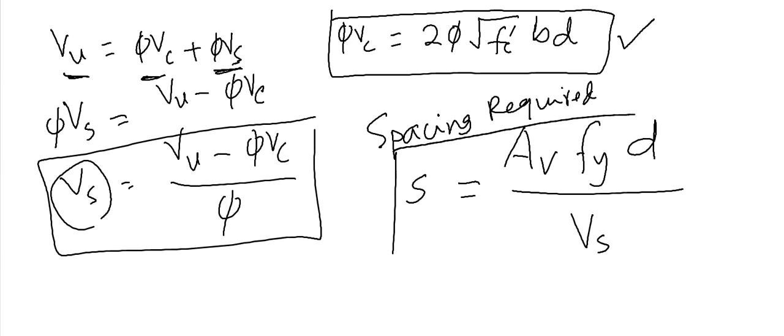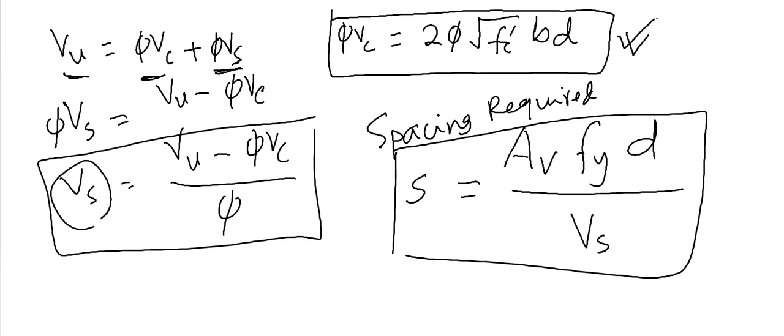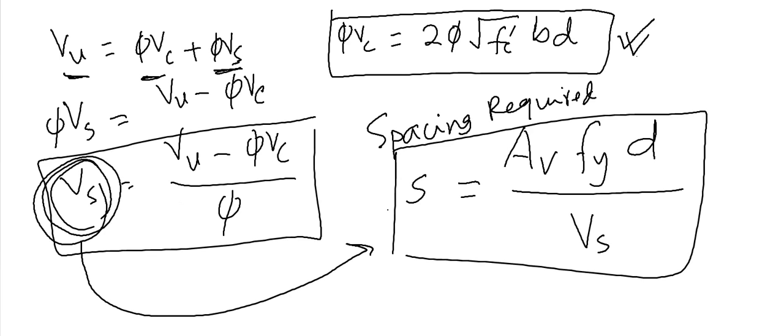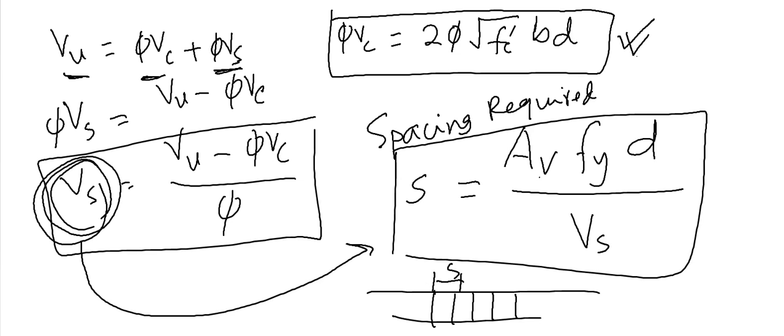So these three equations are very important. This is the capacity of concrete. From this you can calculate the shear force required by steel. Then from the required steel you can calculate the spacing required. Spacing means, in this beam, whatever the spacing of the shear reinforcement, this is your spacing. So these three equations you need to understand. What is Av? Area of shear reinforcement.